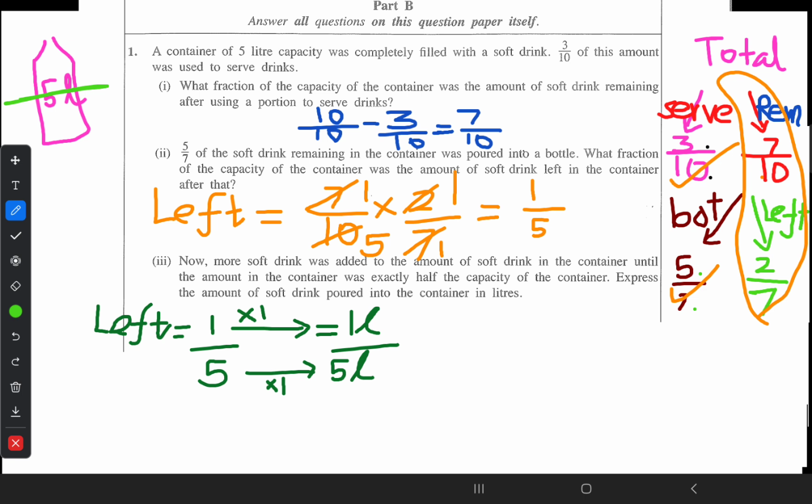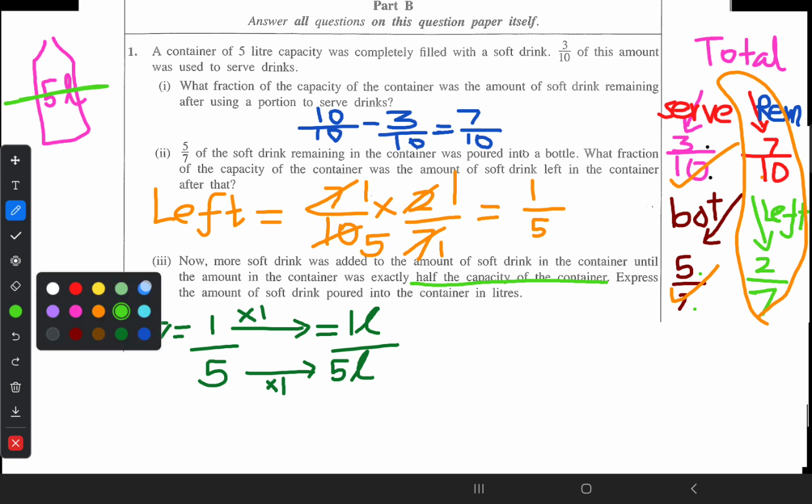More soft drink was added to the amount of soft drink in the container until the amount in the container was exactly half the capacity of the container. Express the amount of soft drinks poured into the container in liters. So we need to pour some amount of soft drink into that bottle, no? So we need to find that value.